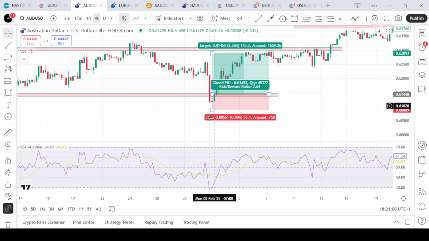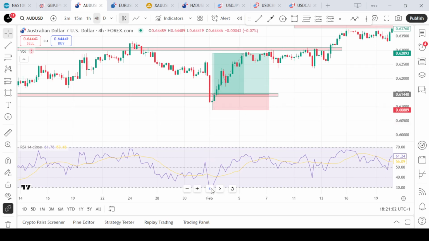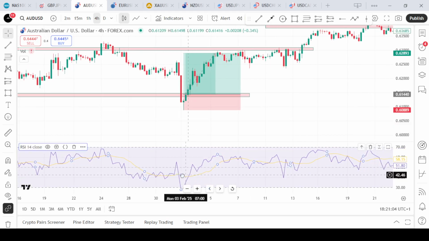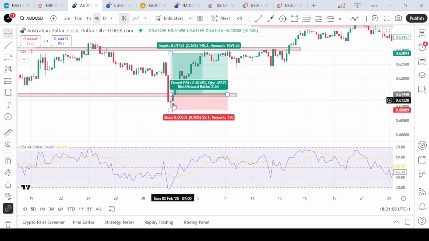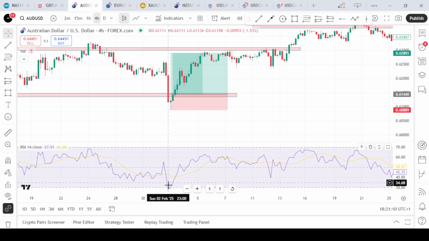As you can see at this area when we bought this trade, price was at the oversold region, signaling signs for an upside, and that's why we had a stronger confidence when taking this particular setup.